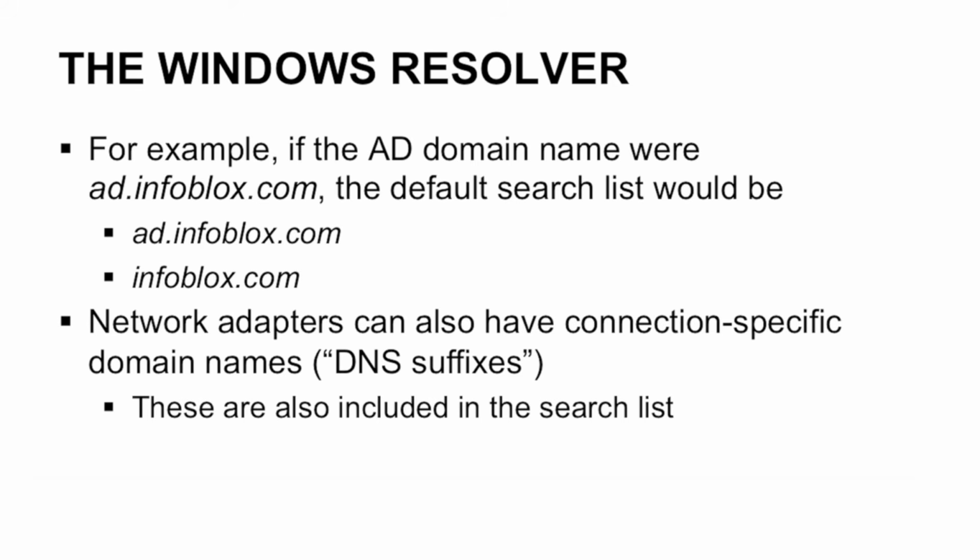And just as network adapters can have their own set of name servers, they can also have their own domain names, which are added to the search list. These are typically referred to as connection-specific DNS suffixes in Microsoft's terms.